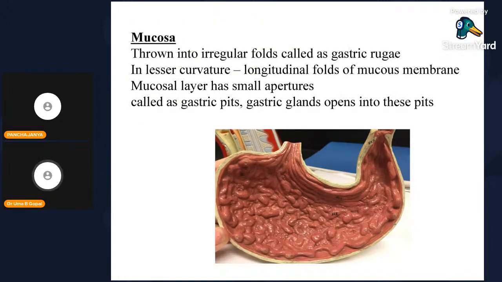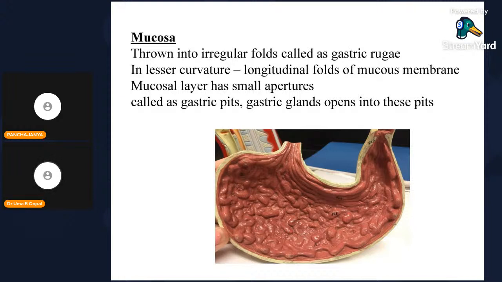See the mucus coat? There are two MCQ questions here. The mucous membrane is thrown into irregular folds called gastric rugae. You can see here the irregular folds of mucous membrane. In the lesser curvature, there are longitudinal folds of mucous membrane. You can see along the lesser curvature, longitudinal folds. It is called the gastric canal. Here it is gastric rugae.